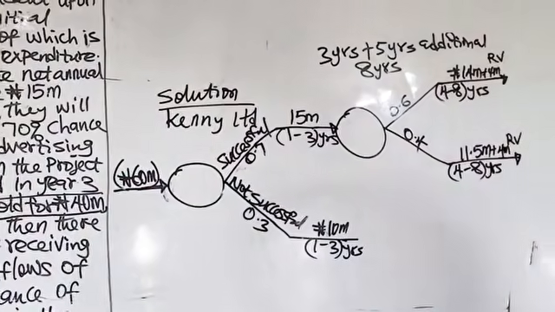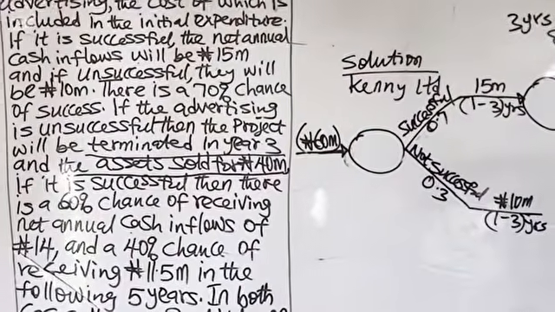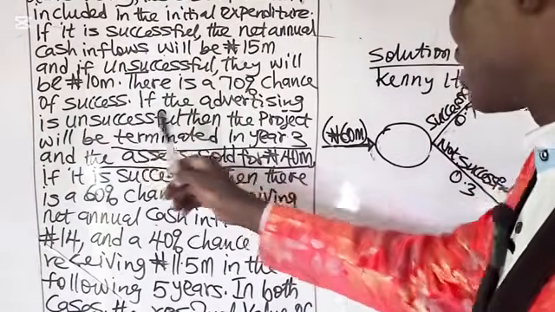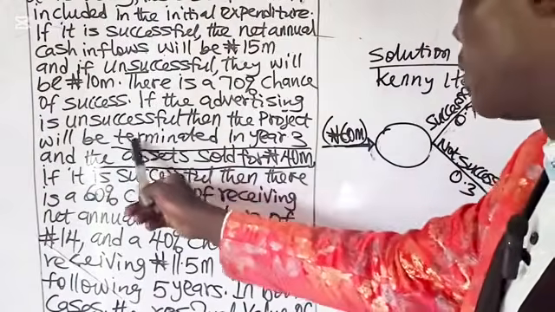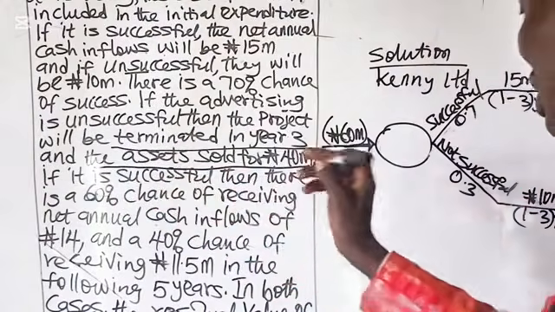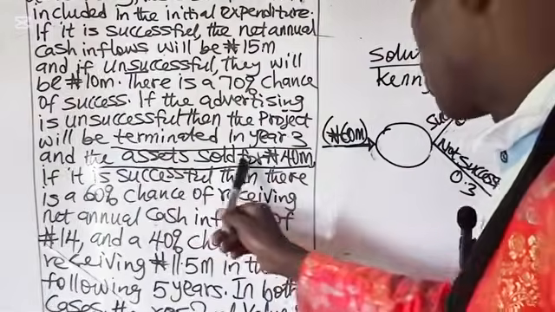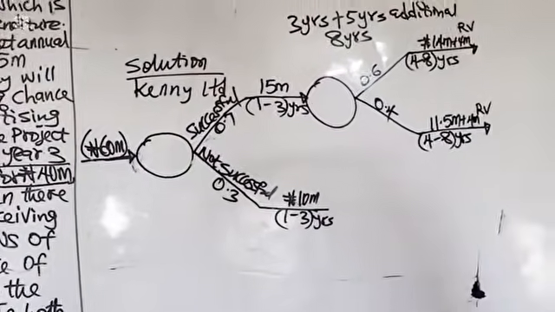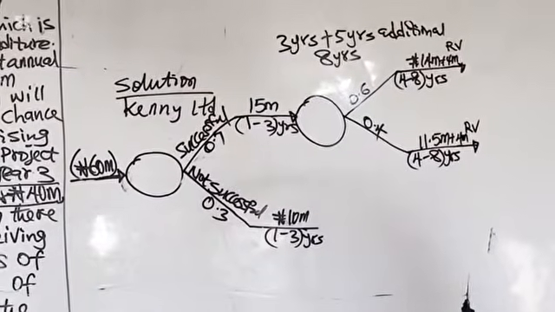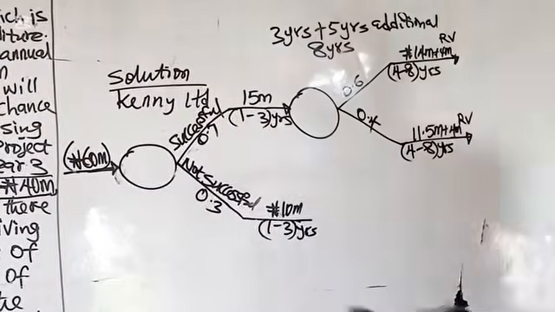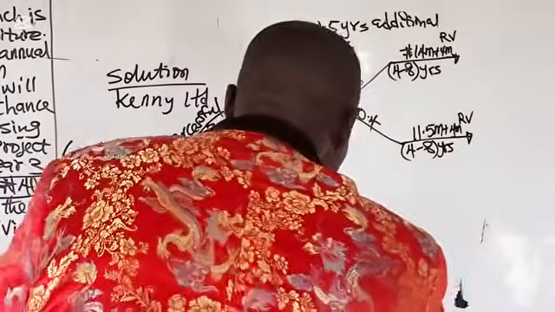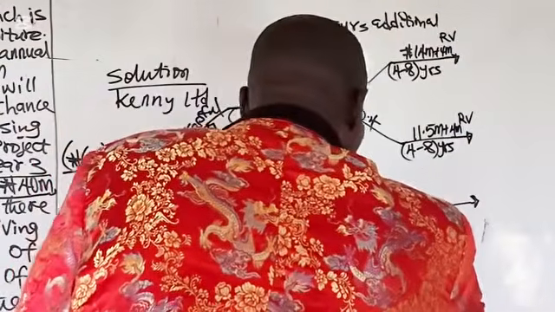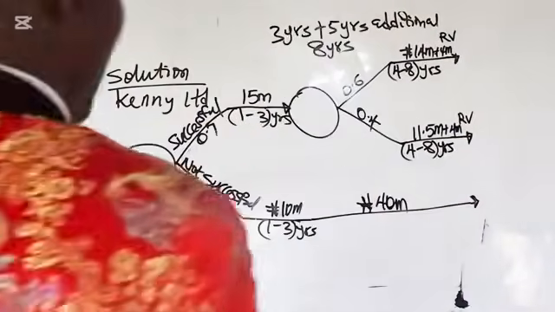But remember, you were told if the project is not successful, if the advertising is unsuccessful rather, then the project will be terminated in year 3 and the asset sold for 40 million. That means this project will terminate in year 3. So it will not extend to 8 years. Then the asset will be sold for 40 million naira.